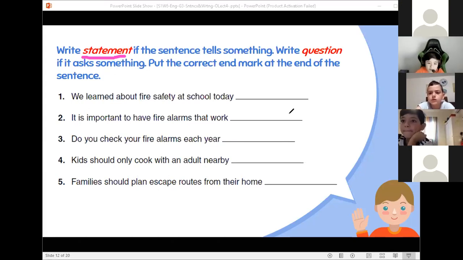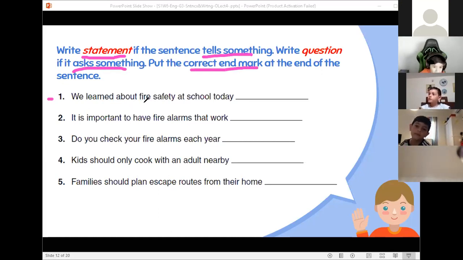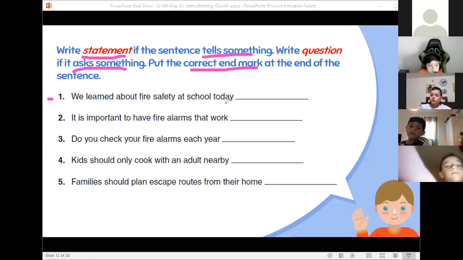So now I'm going to choose Yalla Jad. Unmute yourself, please, and help us solve this one. Write a statement if it's telling something. Write question if it asks something. And then you have to put also the correct end mark. Yalla, read the first one, please, Jad. We learned about fire safety at school today. Excellent. What do you think this one is? Statement or question?